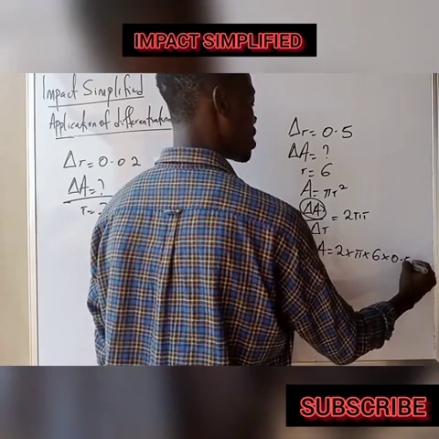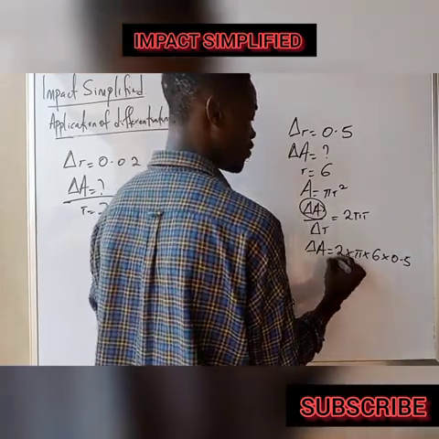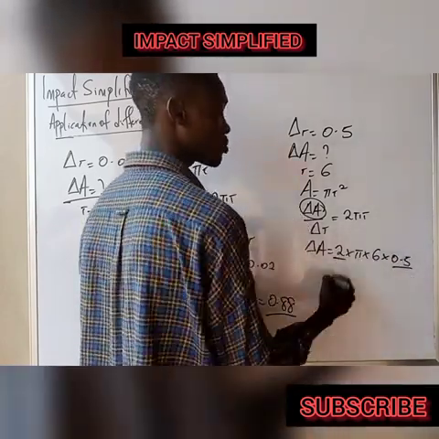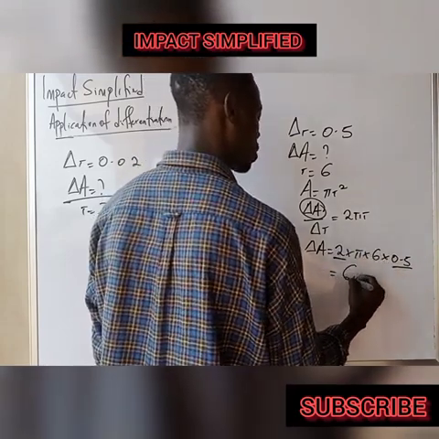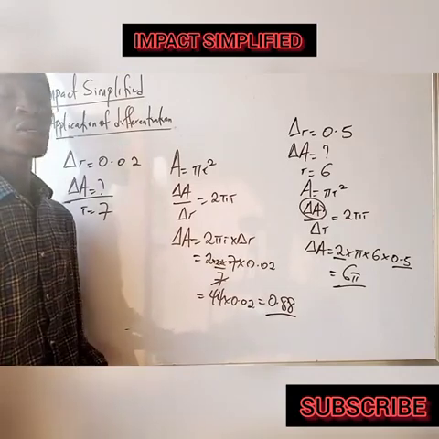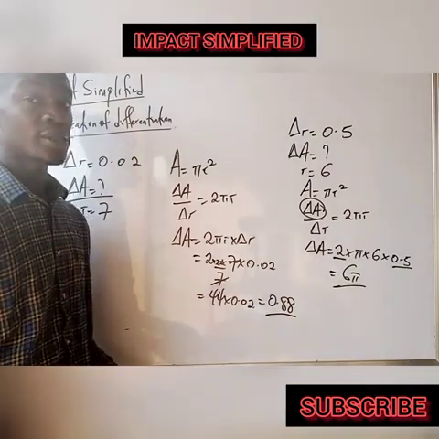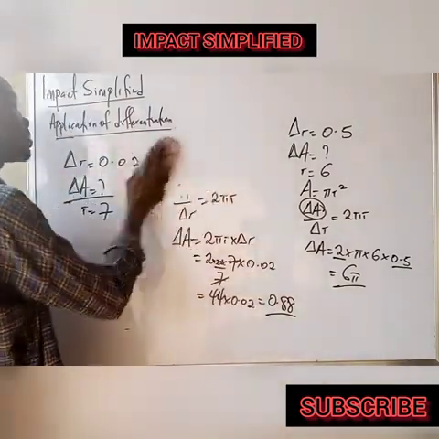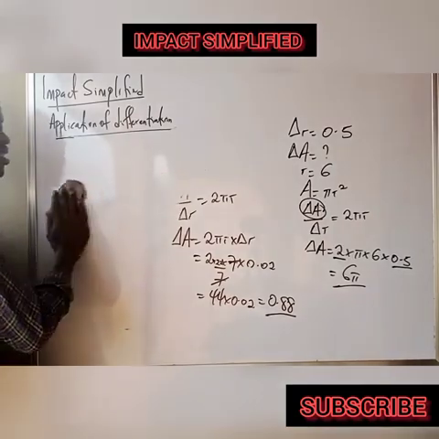And what is your change in r? 0.5. And that will give us 2 times 0.5 is 1. 1 times 6 will give us 6 pi. So that means the area is increasing at the rate of 6 pi. Do we get that? So it's simple. And that will bring us to the end of this.